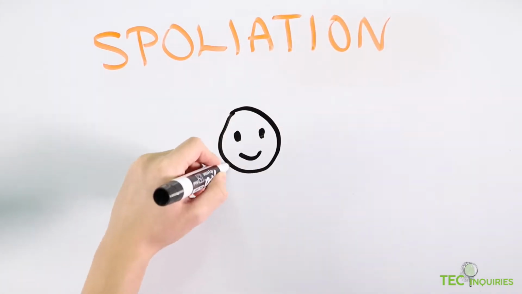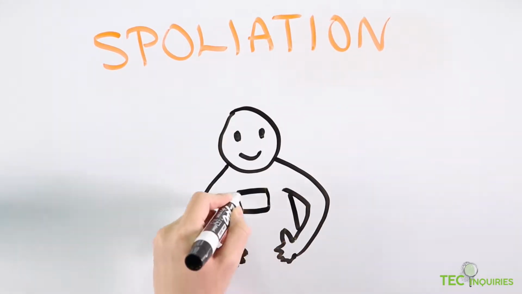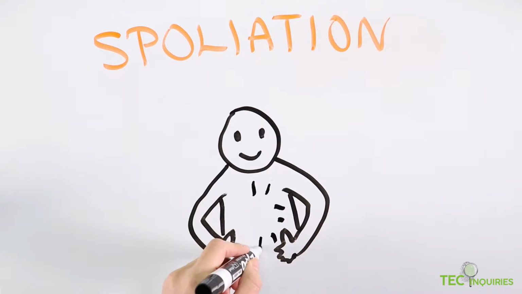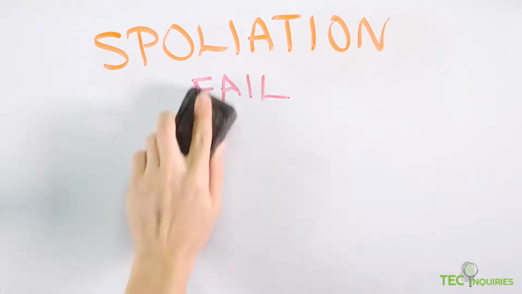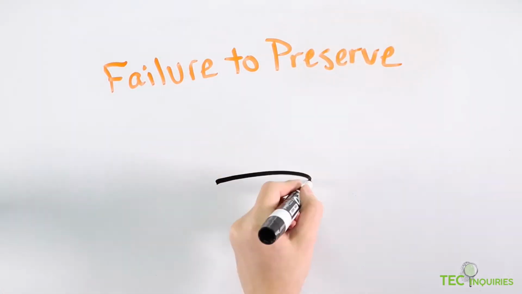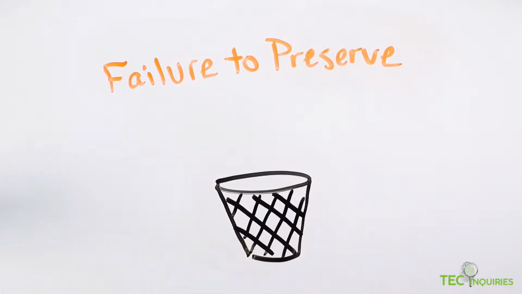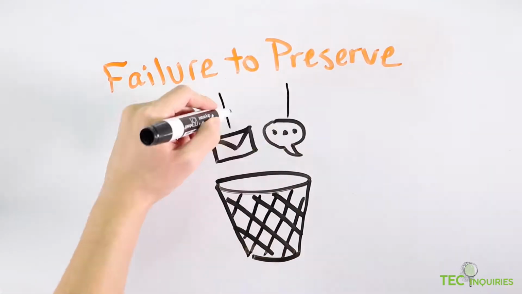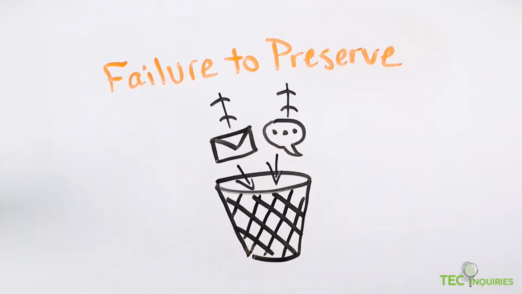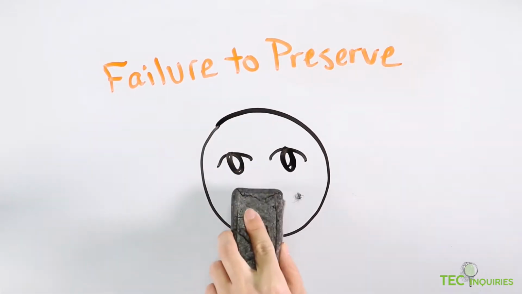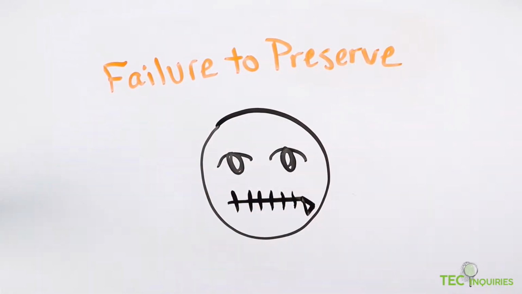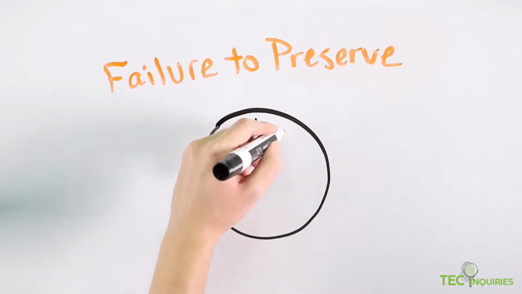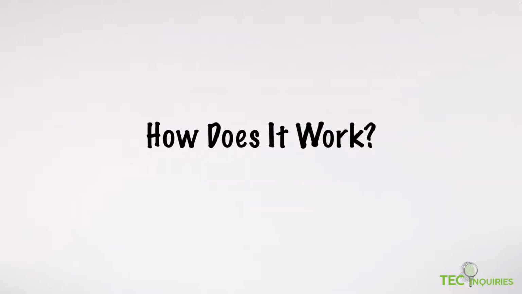Spoliation of evidence is a term used when a party who is obligated to preserve evidence fails to do so. This failure to preserve refers to intentionally or unintentionally destroying evidence relevant to a legal proceeding. It could also refer to simply being negligent by withholding or hiding information. It's all about timing. How does it work?